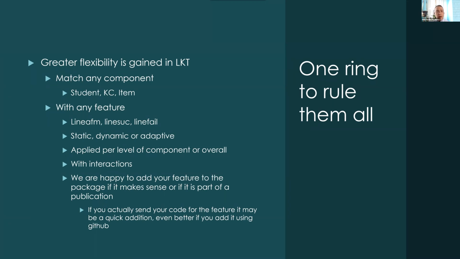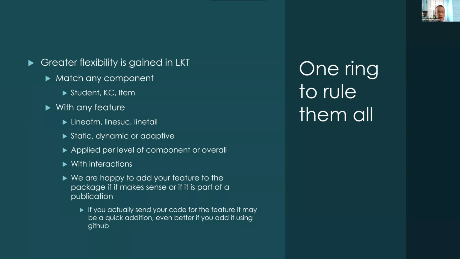So this is applied per level of the component or overall. And what that's saying is that you could get one learning rate for all of the KCs, or you can get one learning rate for each KC. Or you could get one learning rate for each item, or you could get one learning rate for all of the items to be the same. So you can do interactions.